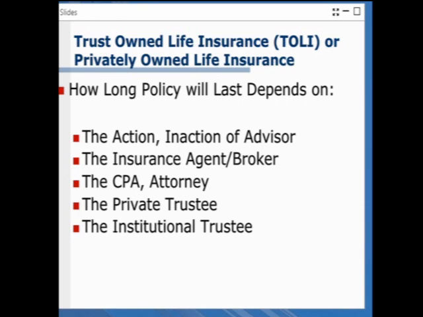So we say that the policy will last basically as long as, or it should all depend on, the action or the inaction of the advisor. Let's take a look at the insurance agent or the attorney or the CPA.